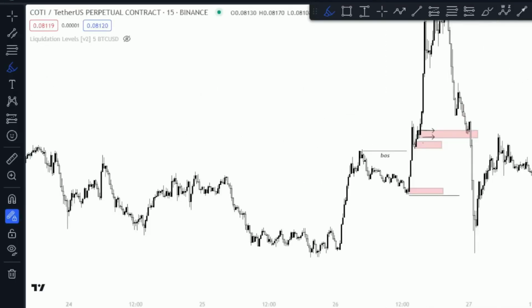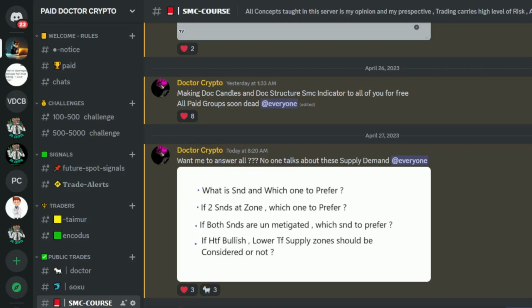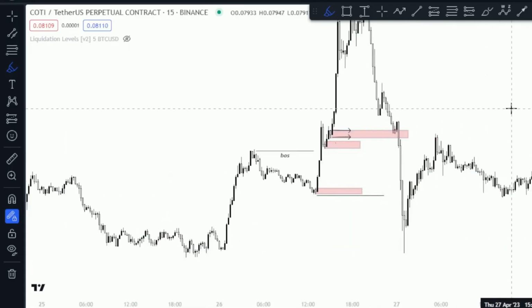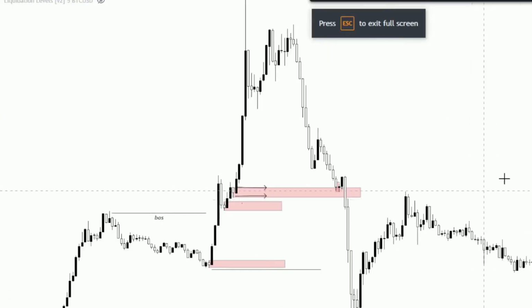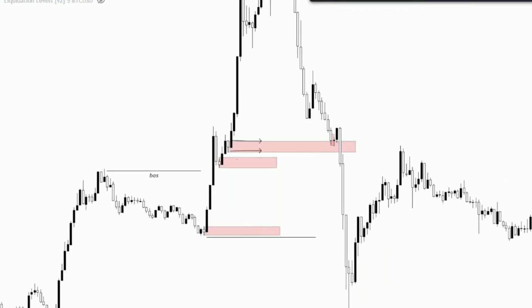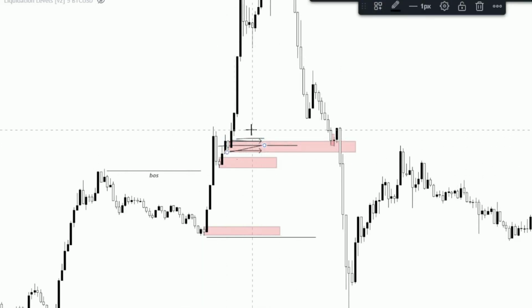First of all, let's see what questions were recently asked on our Discord server. The first question is what is an SND, which has already been answered, and which SND we have to prefer. SND is basically the last unmitigated candle that gave you a break of structure. Retail traders consider an SND to be any unmitigated candle anywhere on the chart. That's why they get hurt everywhere on the charts.